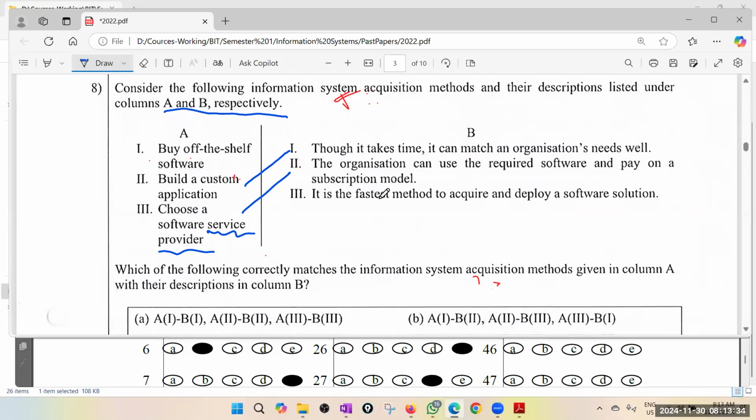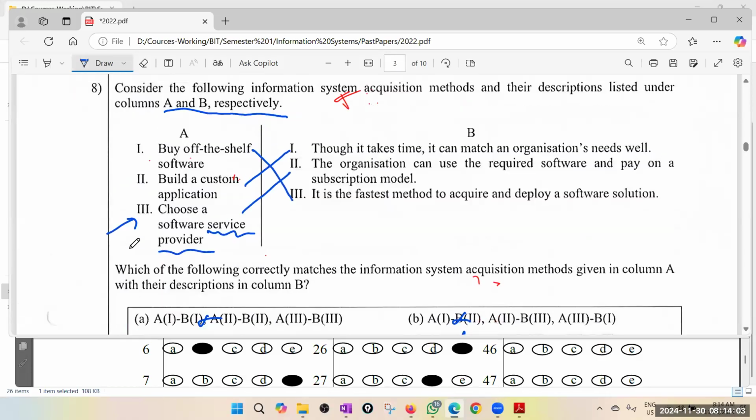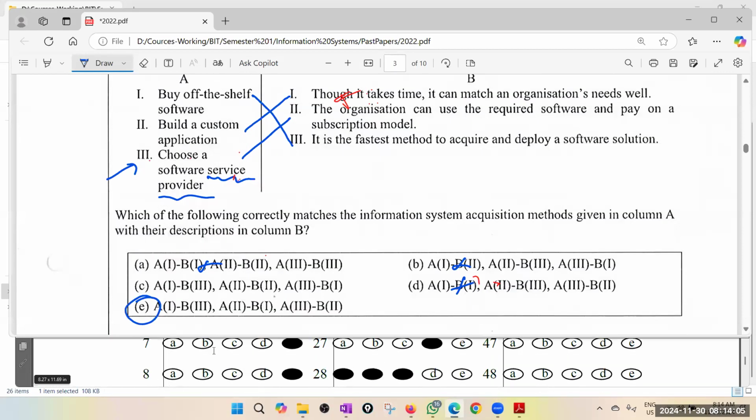It is the fastest method to acquire and deploy a software solution: off the shelf. Right. Sorry, this is not outsourcing. This says service provider. That is, you take it as a cloud service. Okay. Cloud-based ERPs, cloud-based accounting systems, and so on. Right. So the answer must be one. Start with 1, 3. Right. 1, 3, 2, 1. Right. Answer must be E. Right. 8th one answer must be E.